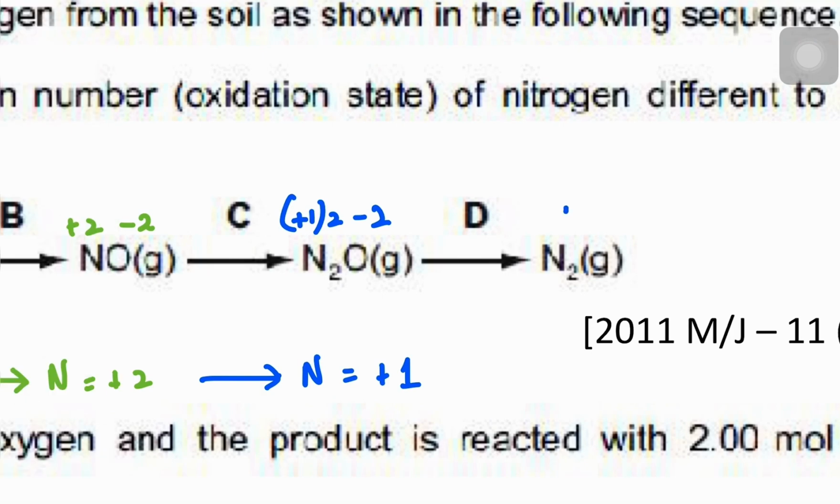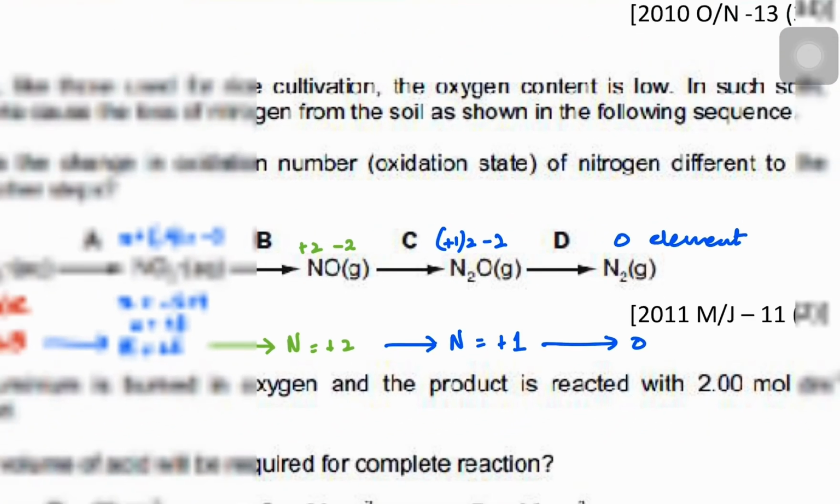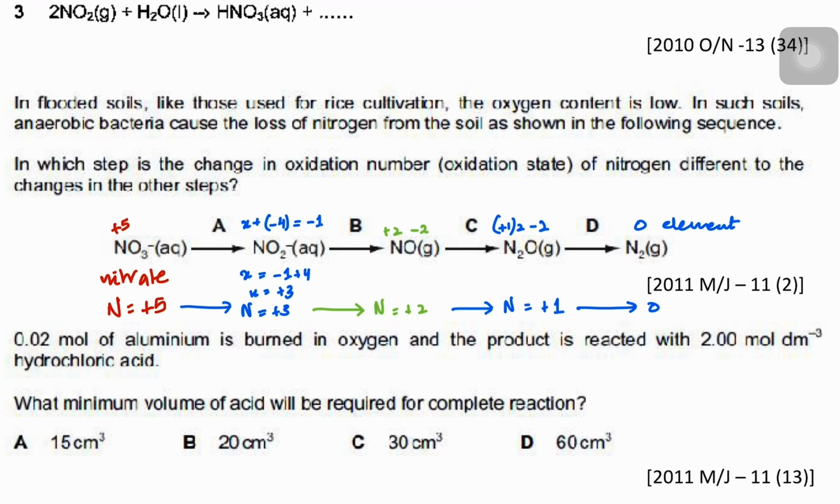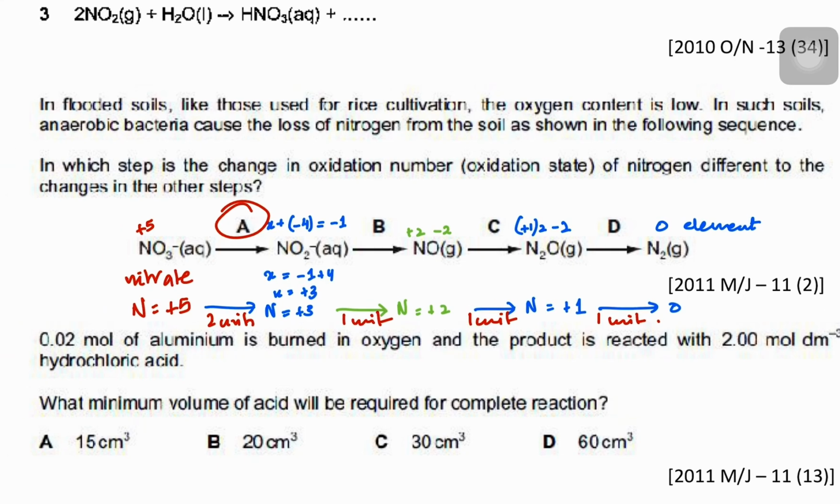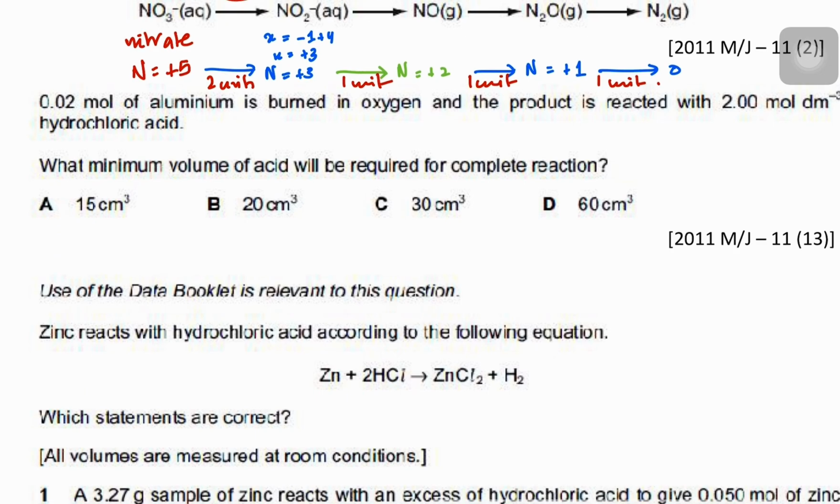And then in pure nitrogen, it's an element. So elements are always 0 oxidation state. So it is going to 0. Now you can see that the change in oxidation number is 2 units, then 1 unit, then 1 unit, then 1 unit. So A for apple is the right answer, because in option A, your oxidation number is changing very differently than all other steps.